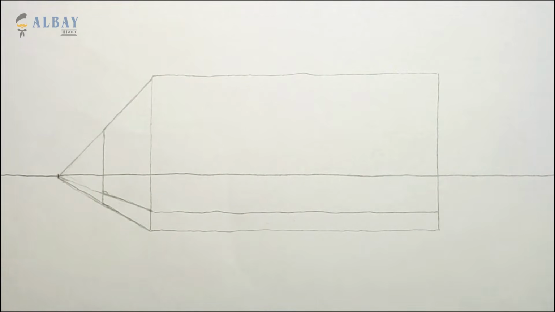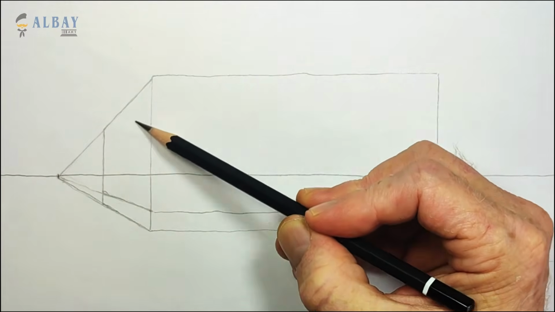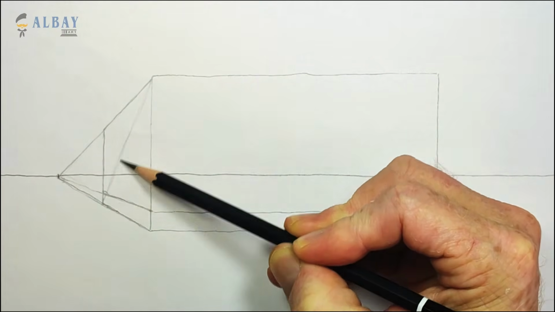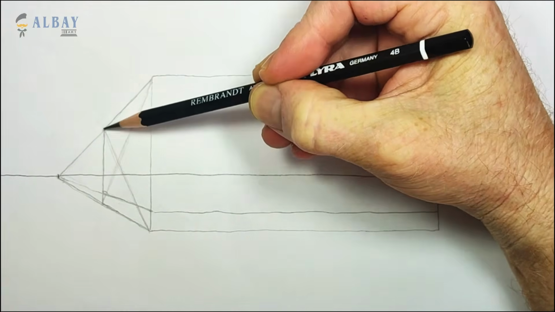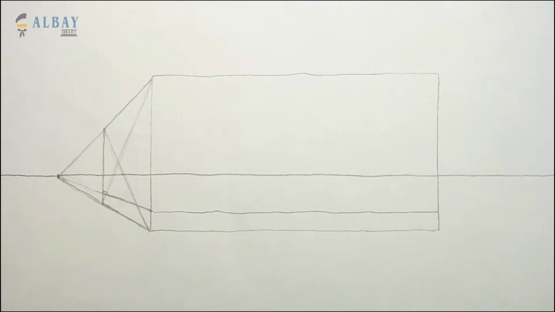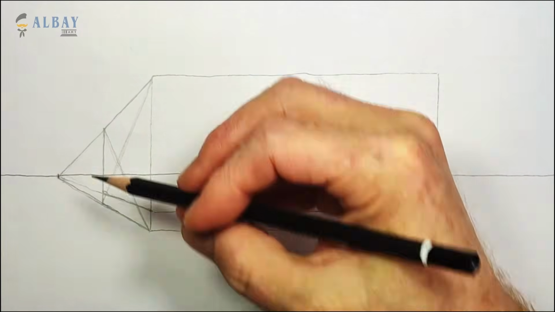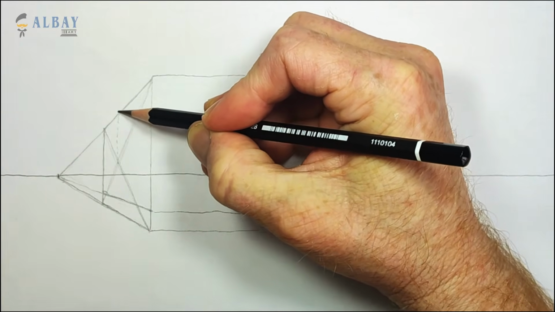Great. The next step is to draw the roof of the house. First, I need to find the highest point of the roof. Here's how I do it. I connect the corners on opposite sides with two lines. Do you see the intersection point of these two new lines? Okay, so now I'm going to draw a vertical line up from this intersection point.